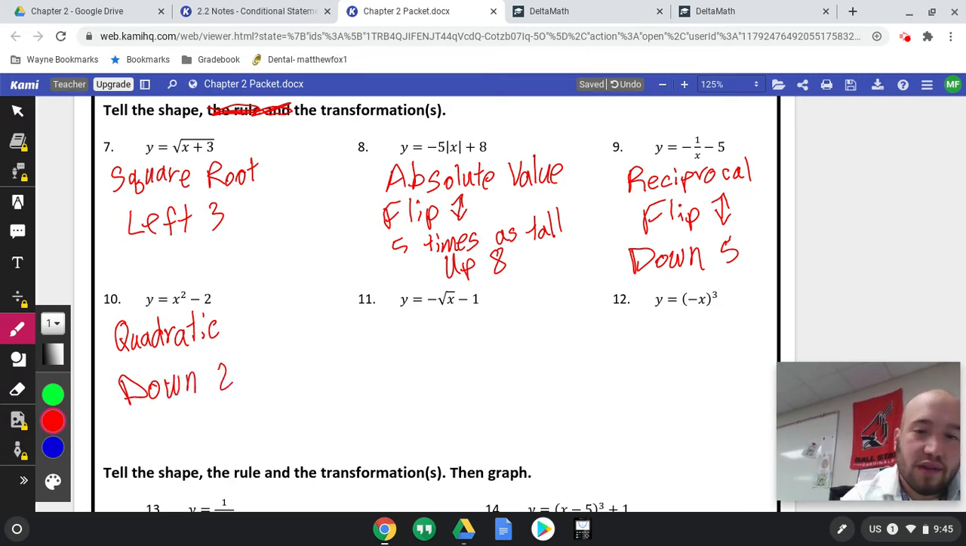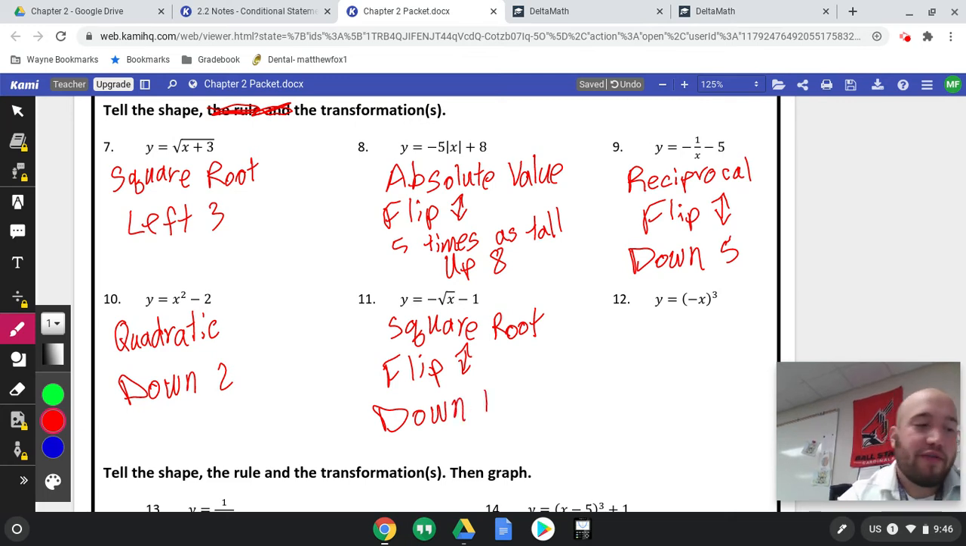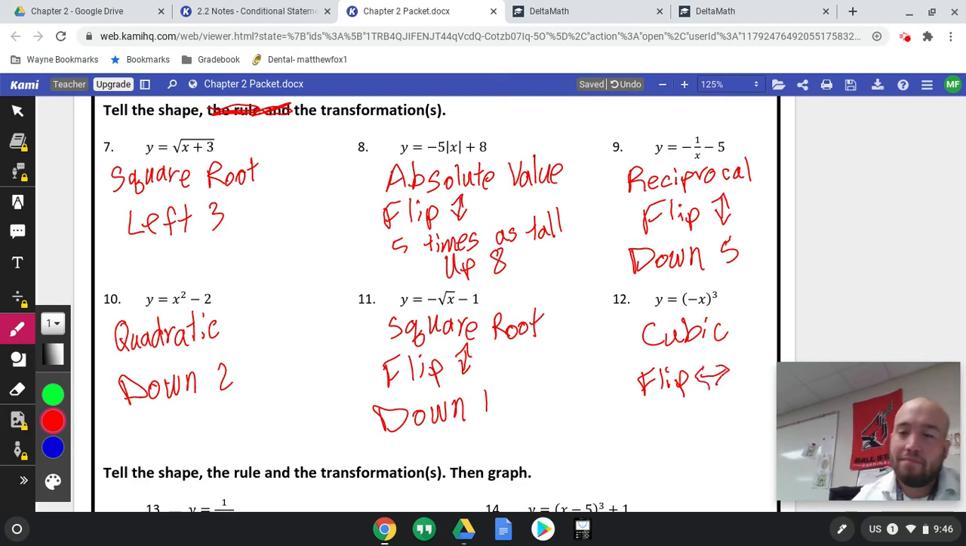All right, this next one is a square root. It's going to flip up or down and go down 1. And then our final one is a cubic, and it's going to flip sideways here. So left to right.